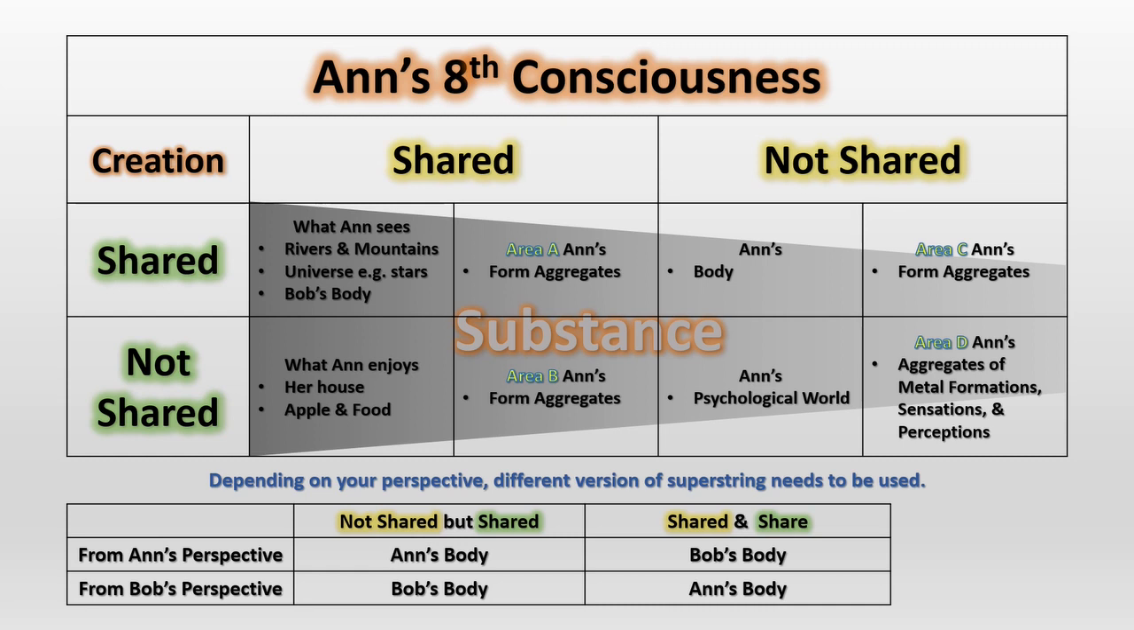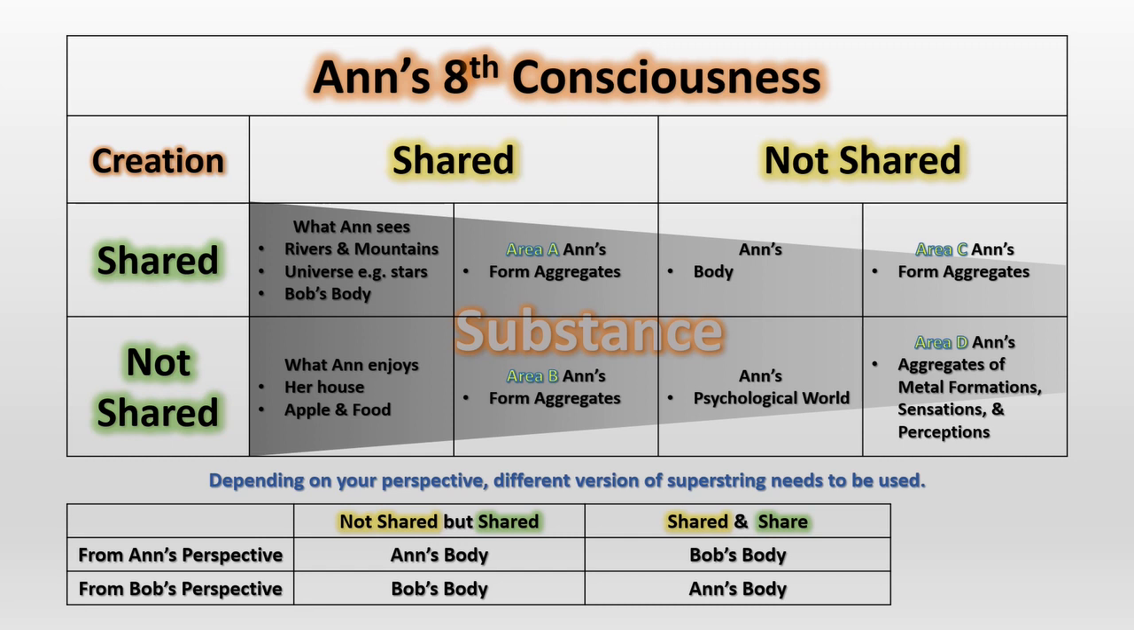Other people like Bob can accept her blood donation, so Bob must be part in co-creating her blood or even entire physical body. Shared and shared to N are the rivers, the mountains, the universe, the stars, and Bob's physical body. Shared and not shared to N are her properties like house, cars, and the food she enjoys. From N's perspective, N's body is not shared but shared, as many other beings, like Bob, are co-creating her body. To N, Bob's body is shared and shared. But from Bob's perspective, it is the reverse.